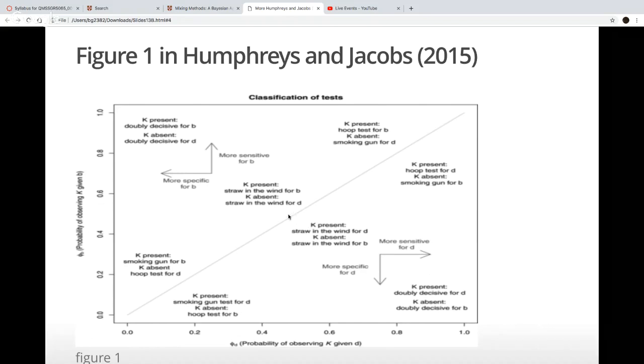And then when you're around 0.5, it's a so-called straw in the wind test, where maybe you get a tiny bit of information, but you're really close to the line, around 0.5.